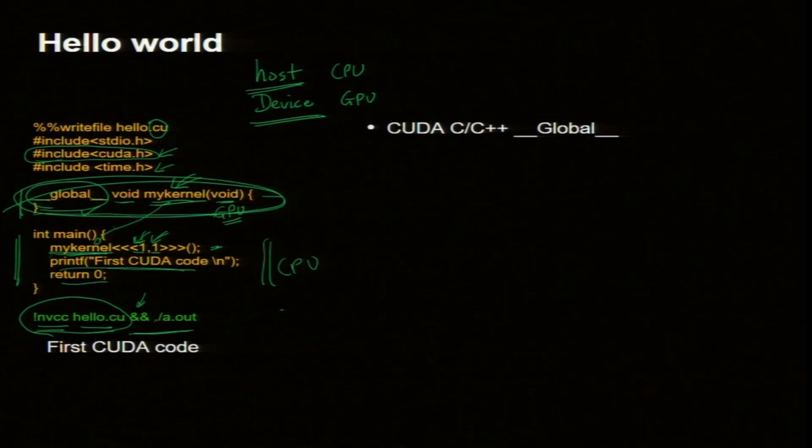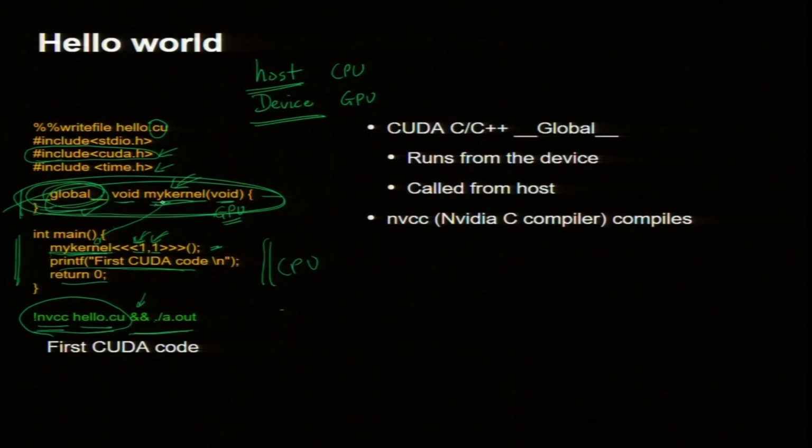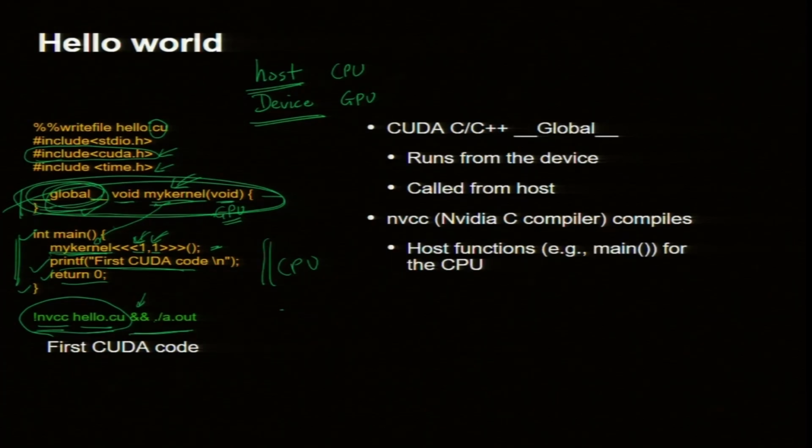So, let us understand a little bit more. So, this CUDA C++ __global__, this one keyword is a keyword. It says run on the device, this function will run on the device, but call from the host. NVCC C compiler, it does two things, it creates code for the host, normal C compilation. So, this is all done in a normal way. So, this is host functions like main for CPU, and also device function like my kernel.